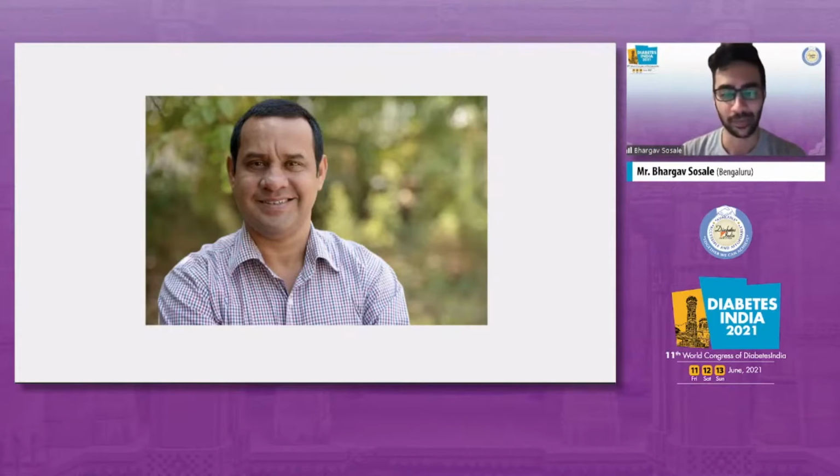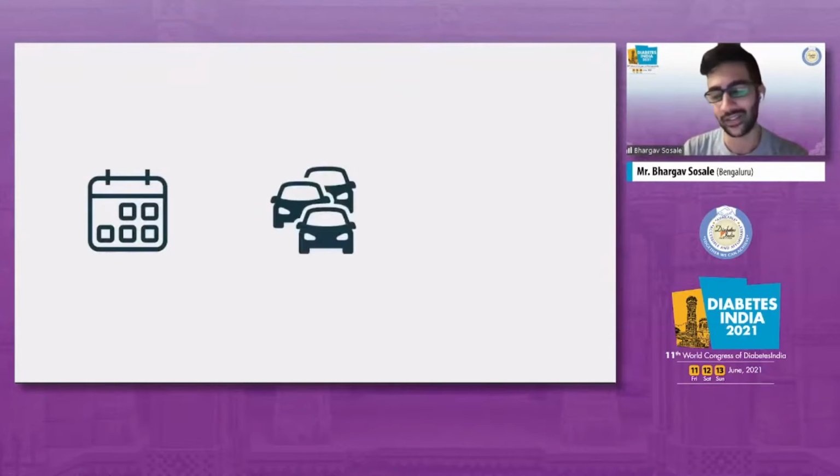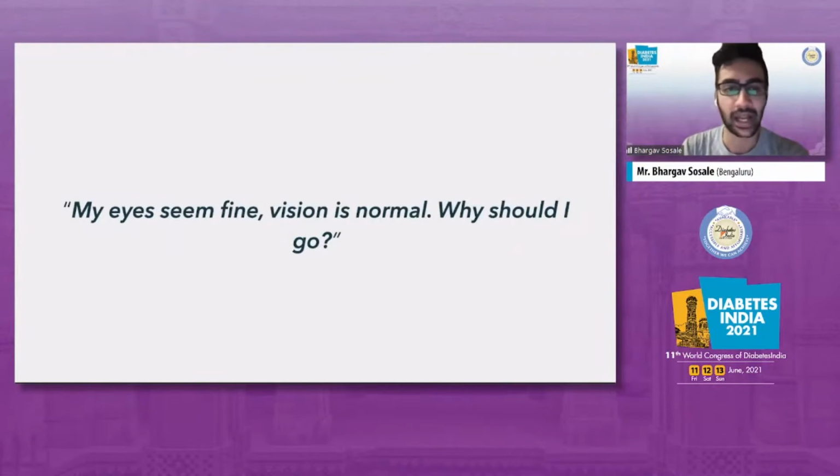Rohan did not go. He thought to himself, oh, I have to book another appointment at a separate doctor. I have to travel in traffic, and very bad traffic in India. I have to get my eyes dilated when I go there, and then I won't be able to drive back. Anyway, my eyes seem fine. My vision is normal. Why should I go?